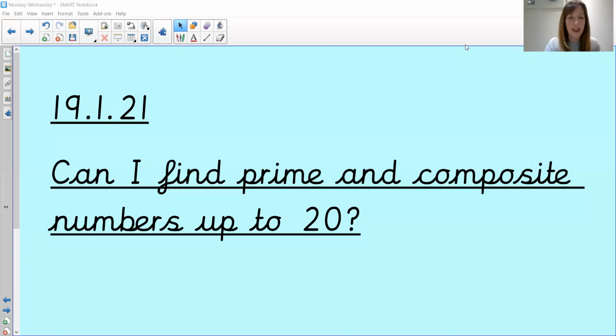Morning, Year 5. We are learning about prime and composite numbers in maths today. So, can I find prime and composite numbers up to 20? Now, we learned about prime numbers yesterday, so hopefully you can remember what a prime number is. Don't worry if you haven't, we're going to recap. And composite numbers we will learn about in a few moments, so don't panic about that word just yet.